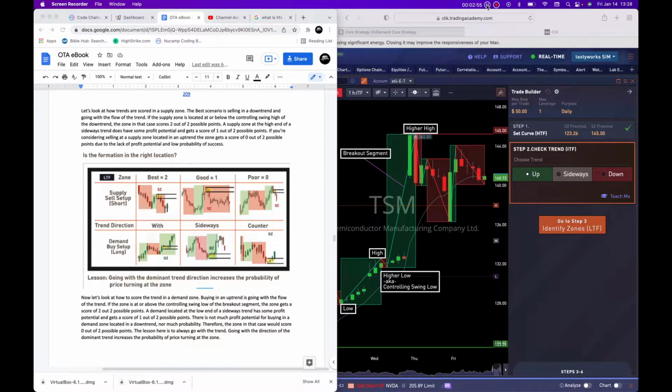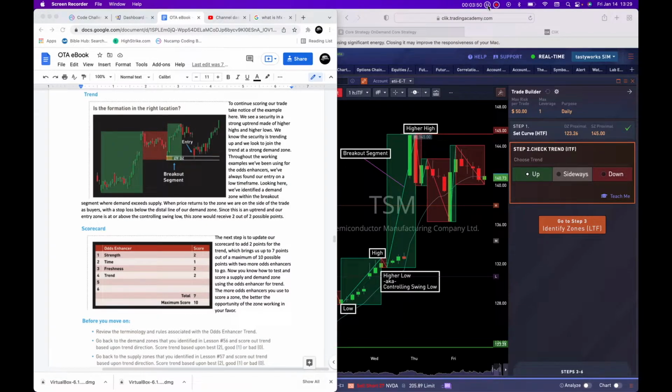However, there is not much profit potential for buying in a demand zone located in a downtrend, nor much probability for that matter. Therefore, the zone in that case would score 0 out of 2 possible points. And again, the reason being is because it's much harder for price to turn at a demand zone when the demand zone is located in a downtrending market. The lesson to take away from all of this is always go with the trend. Going with the direction of the dominant trend increases the probability of price turning at the zone.